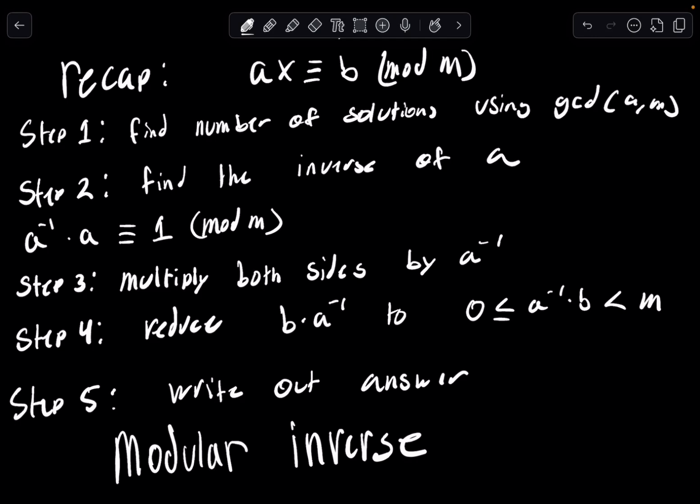So yeah, we just went over how to find the modular inverse and how to use that to solve linear congruences, which steps you should take to solve these problems. And I hope this helped in some way. And in the next video, we'll go over another method of how to solve linear congruences.